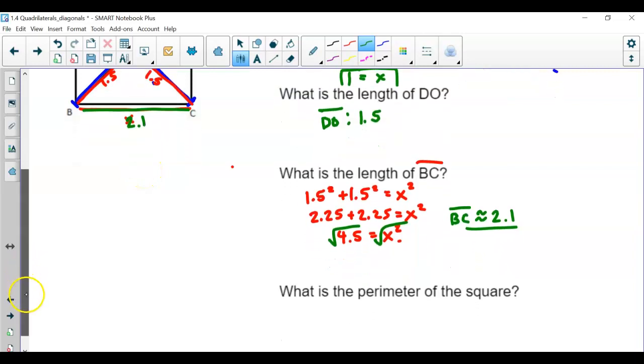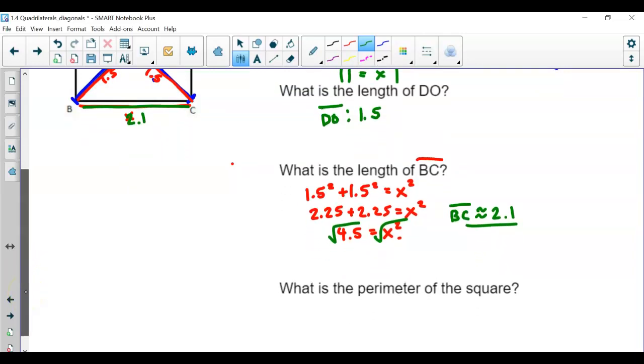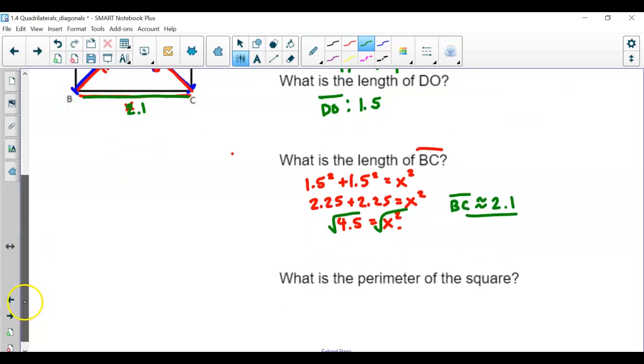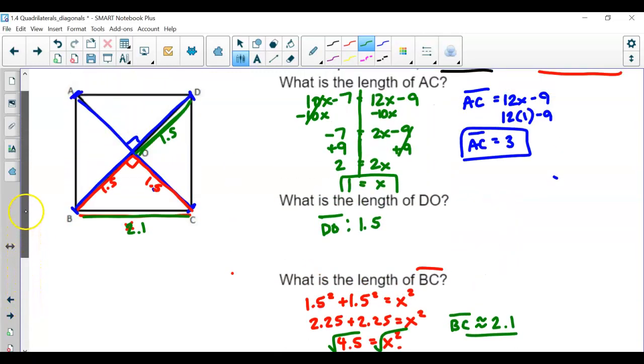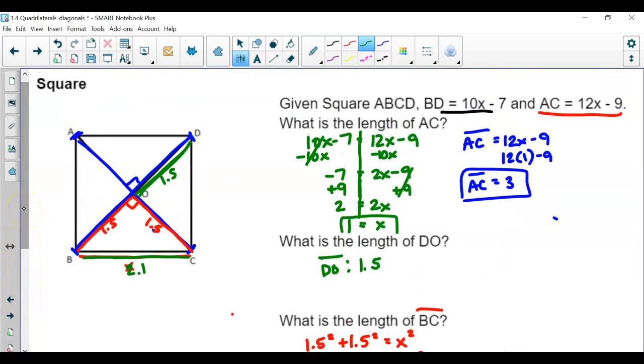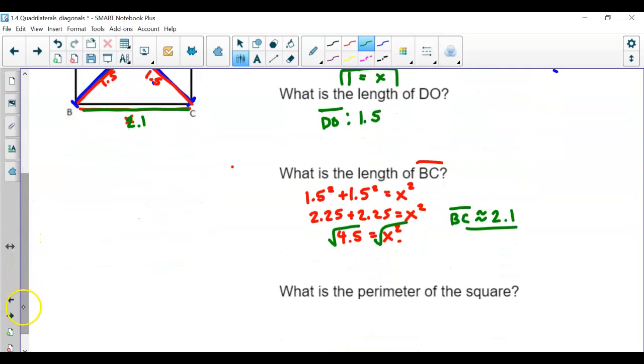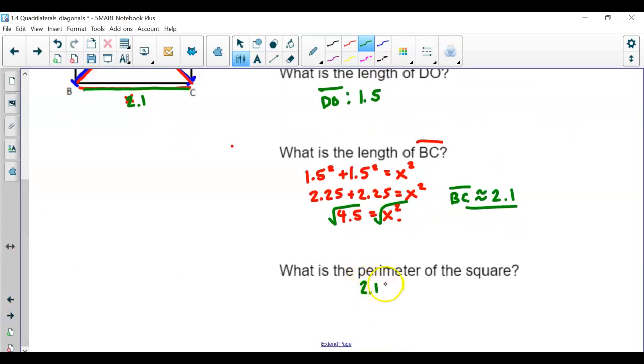So then the last question, what is the perimeter of the square? Again, adding up all the sides of our square here. Well, what do we know about the side lengths of a square? They are also all congruent. So if BC is 2.1, AB is 2.1, AD is 2.1, CD is 2.1. So we add them all up or just multiply by 4. And the perimeter is approximately, right, because we rounded, 8.4 units.